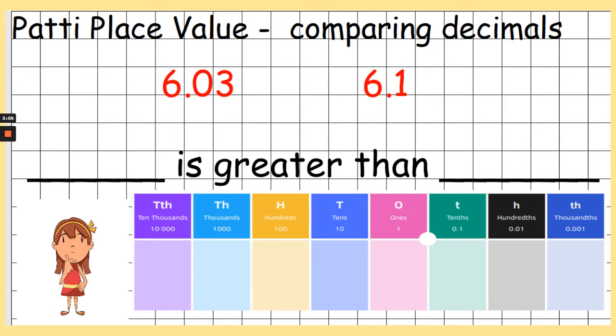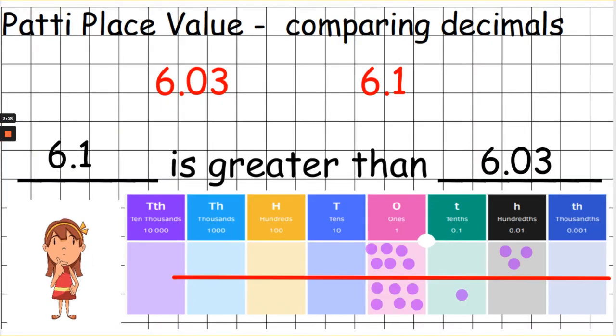Now, we have the numbers 6.03 and 6.1. And just like before, you need to write the sentence of which number is greater than. Pause the video now to write your answer. Let's see how we did. So as you can see here on our place value chart, we have 6 dots in the ones column and 3 in the hundredths, and 6 dots in the ones column and 1 in the tenths. 0.1 is bigger than 0.03, so therefore 6.1 is bigger than 6.03.